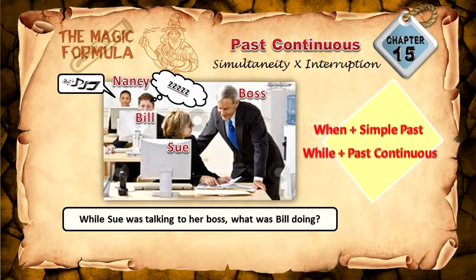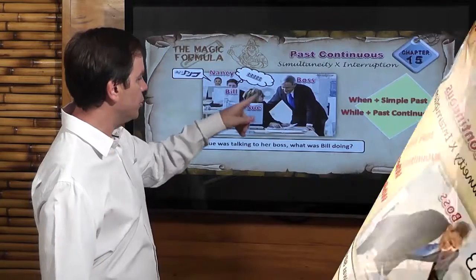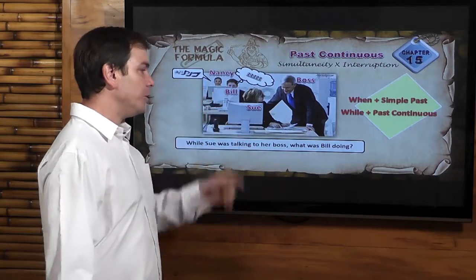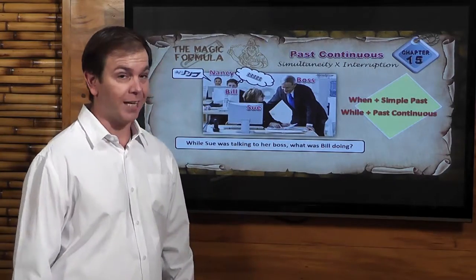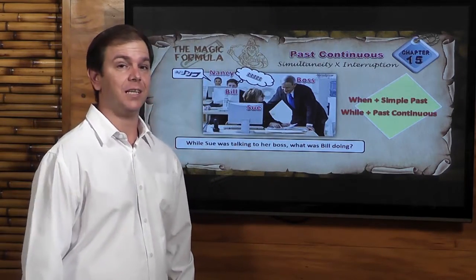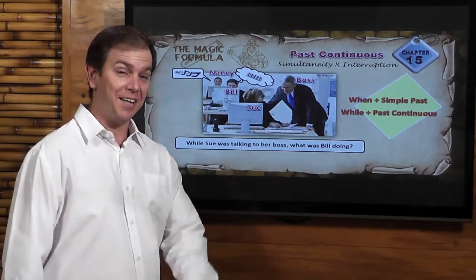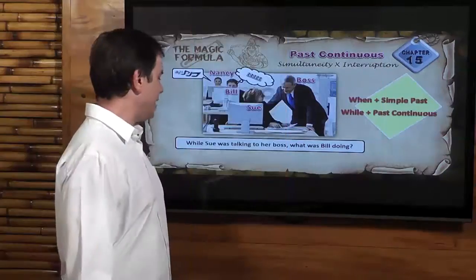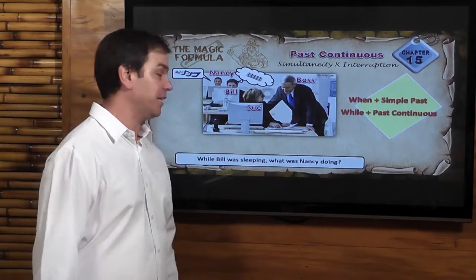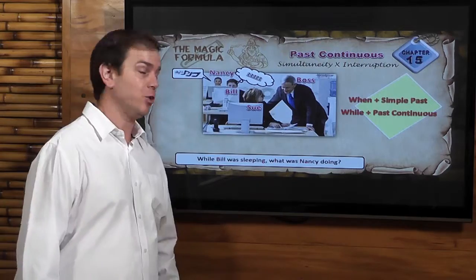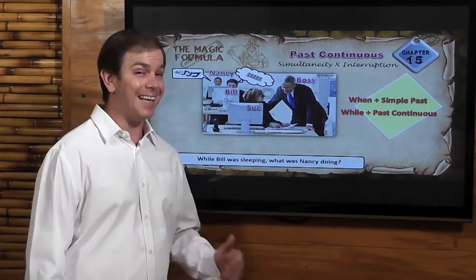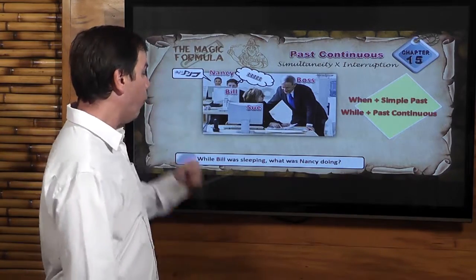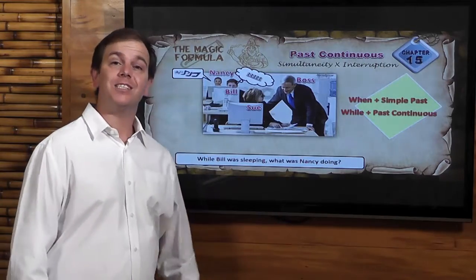But while Susan was talking to her boss, what was Bill doing? So while Sue was talking to her boss, what was Bill doing? Well, unfortunately, while Sue was talking to her boss, Bill was sleeping. I think Sue and her boss, they were talking about Bill, right? And one more example is, while Bill was sleeping, what was Nancy doing? So as you can see, Bill was performing an action and Nancy was performing another action at the same time. So while Bill was sleeping, Nancy was singing.